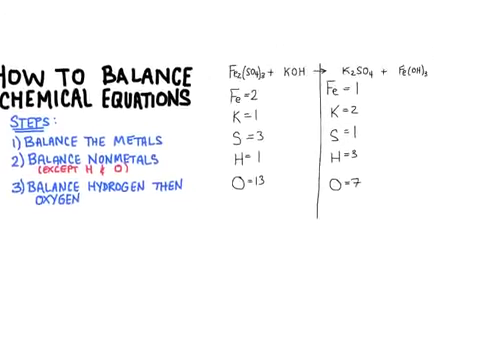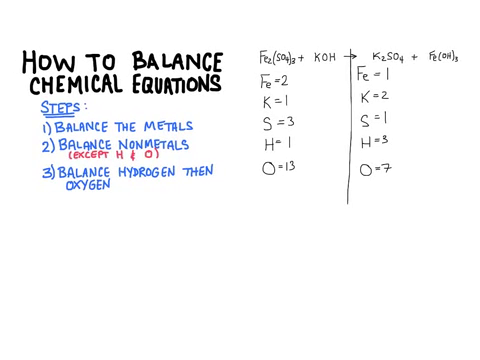So as I'm looking at this equation, I have 2 metals. I have iron and potassium. I'm going to start by getting those numbers to equal. Then I'm going to move on to the non-metals, except for hydrogen and oxygen. The only thing I have other than hydrogen and oxygen that's a nonmetal is sulfur. Finally, I'll balance hydrogen, then oxygen. So you see I listed them in the order that I'm going to follow these steps.